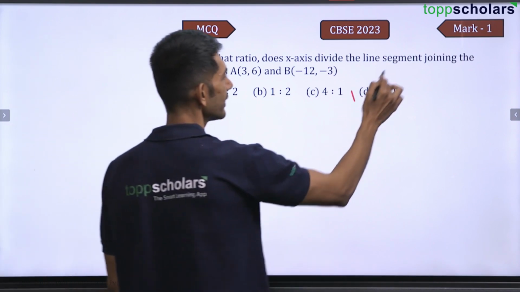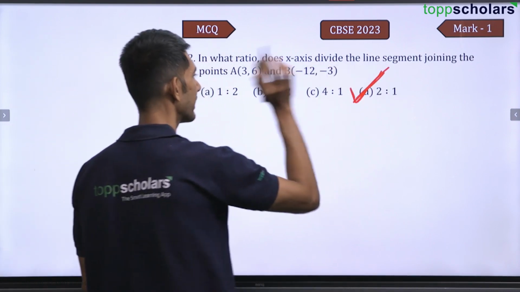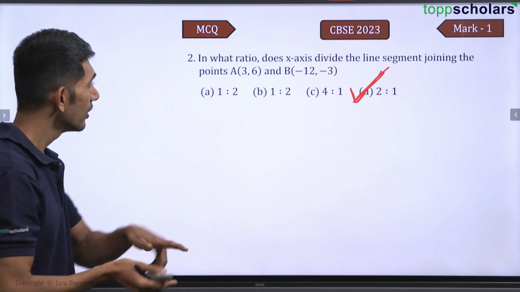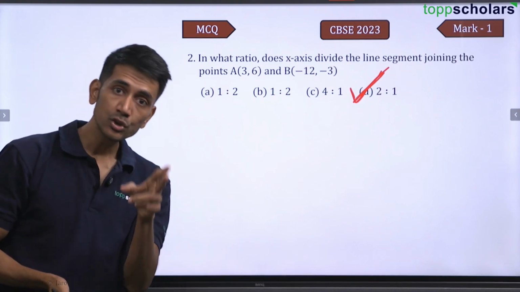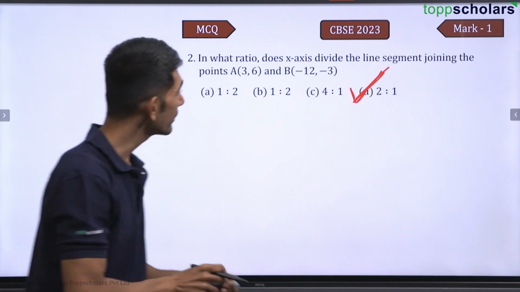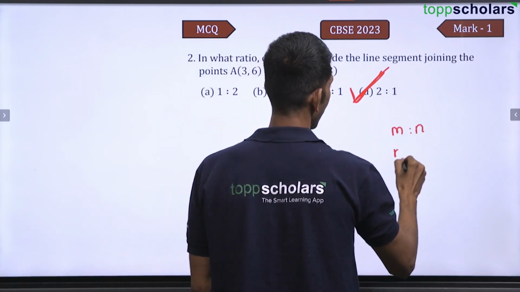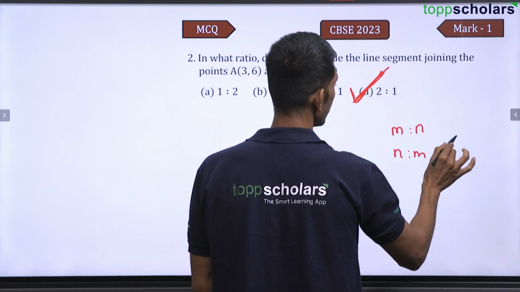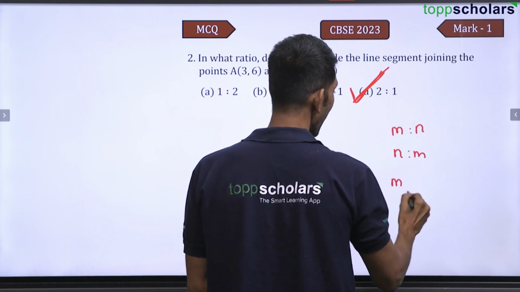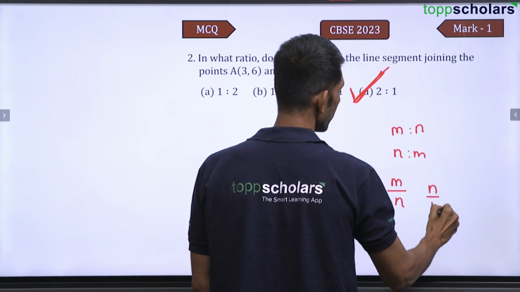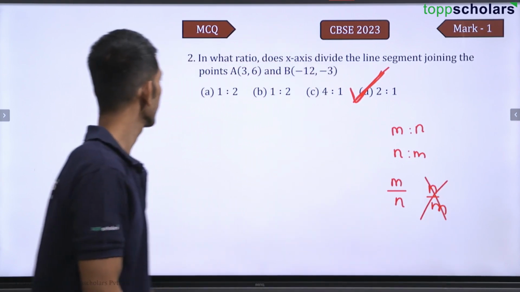Yes, 2:1 is there in the options and option D is the correct option. I hope you are getting this. Always remember 2:1 and 1:2 are different. See, m:n and n:m, they are different. So always find out m by n, not n by m.